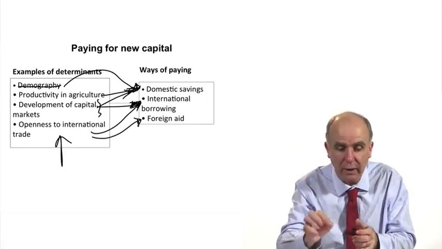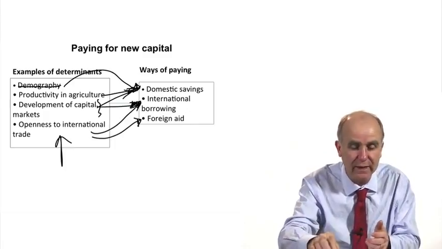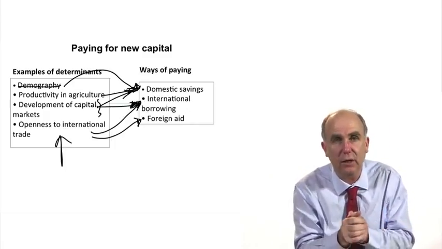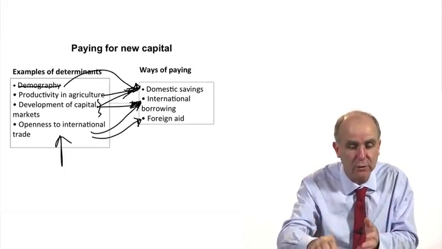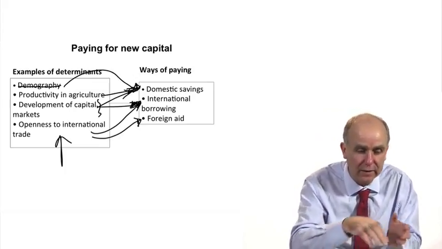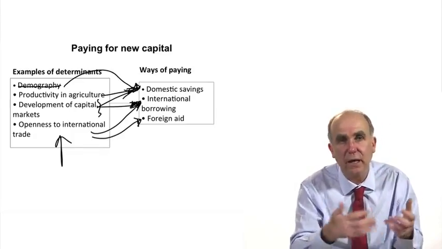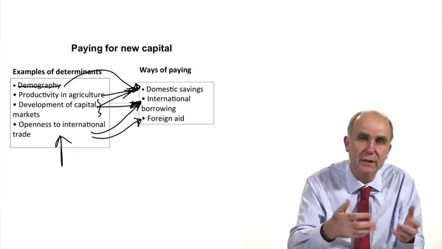How are you going to pay for it? Okay, one way is through domestic savings. That depends on productivity in agriculture and demography. If you can't pay for it that way, then you've got to pay for it through international borrowing or foreign aid. And that's likely to depend on being open to international trade and the extent of development of capital markets.